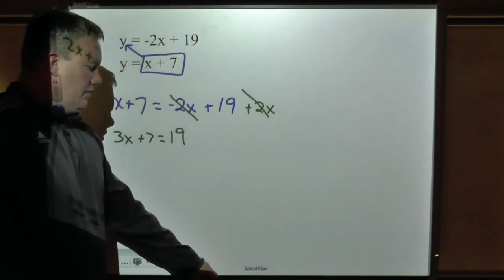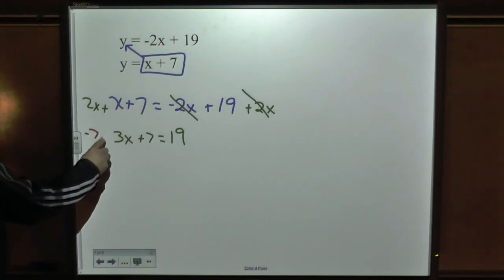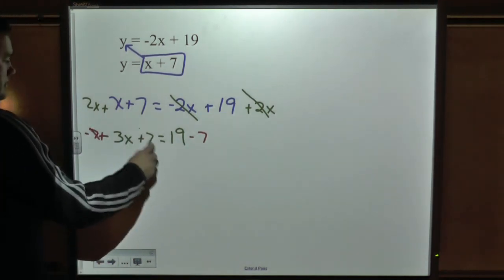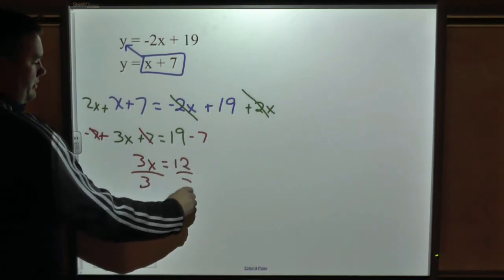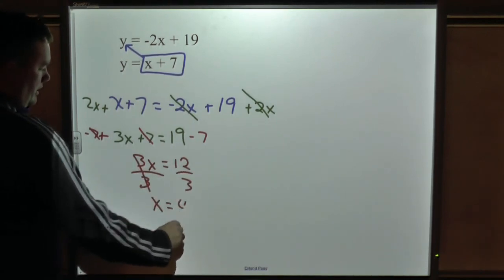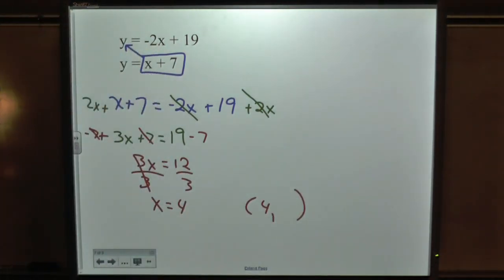So now, as I notice, I'm down to a two-step equation. I'm going to add the opposite of that 7 to both sides. That's 0, so I'm going to get 3x is equal to 12. And I'm going to divide both sides by 3 to get x is equal to 4. So I've got my x-coordinate to where these two lines are going to intersect.